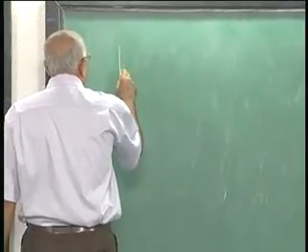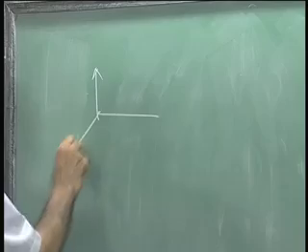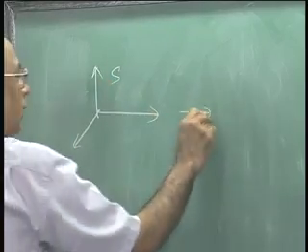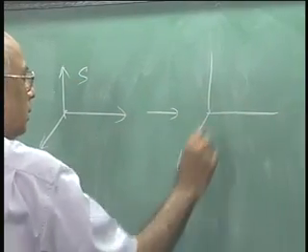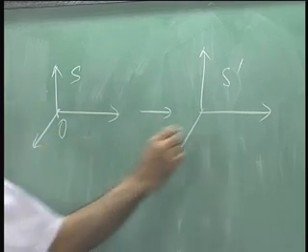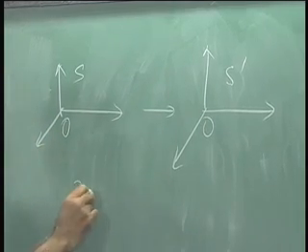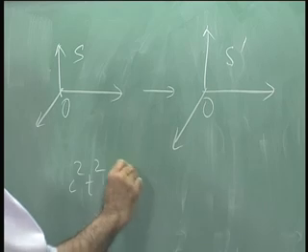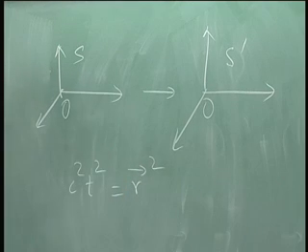Then the first person in the frame S, and you have S prime moving along like this in this direction. In the frame S, c squared t squared equals r squared, and that is the shape of this pulse. It is a spherical pulse. At time t it has reached a distance ct from the origin.